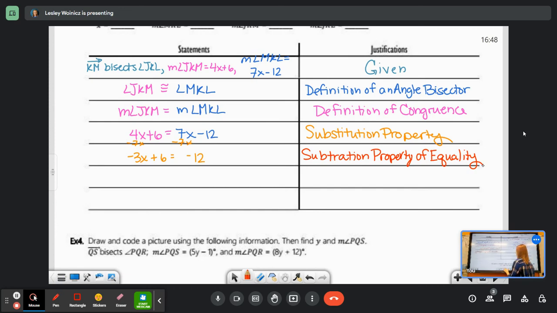Okay, next. I want my x's alone. I subtract 6 from both sides. That gives me negative 3x equals negative 18. That was also the subtraction property of equality.